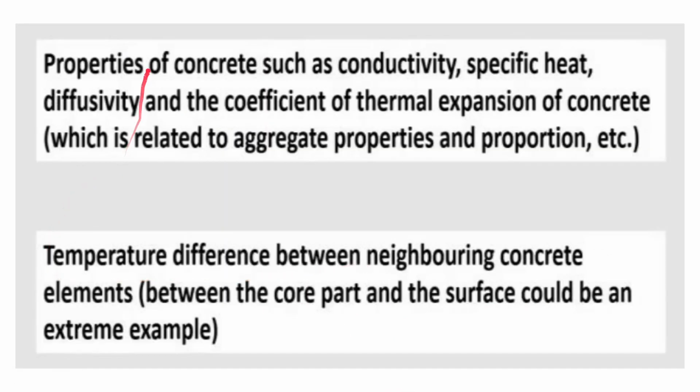Properties of concrete such as conductivity, specific heat, diffusivity, and the coefficient of thermal expansion of concrete are important parameters related to aggregate properties and proportion. Temperature difference between neighboring concrete elements, such as between the core part and the surface, could be an extreme example.